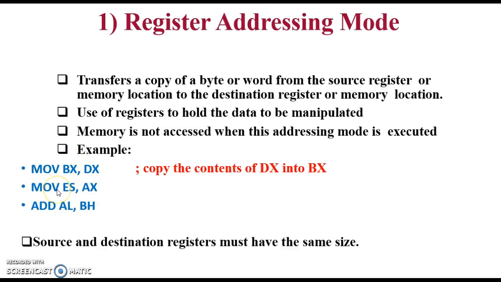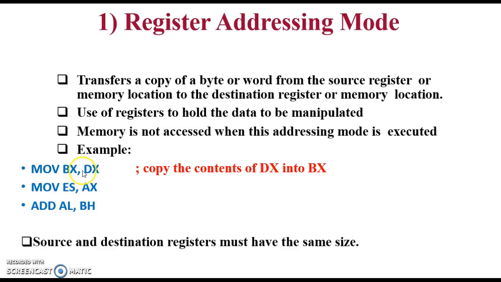One more example is MOV ES, AX, that means it copies the data of register AX into the register ES. The next example is ADD AL, BH, that is, it adds the content of register BH with the content of register AL, and it stores the result into the register AL.